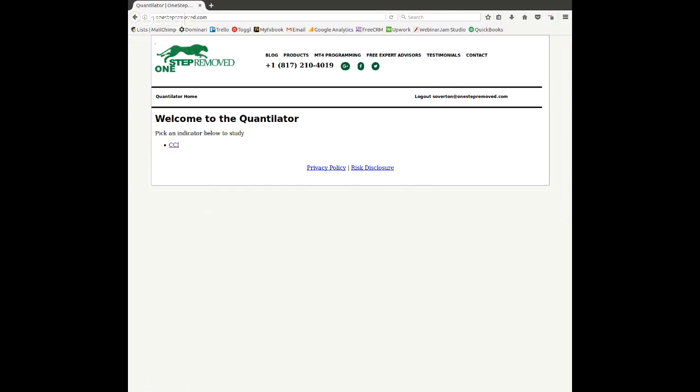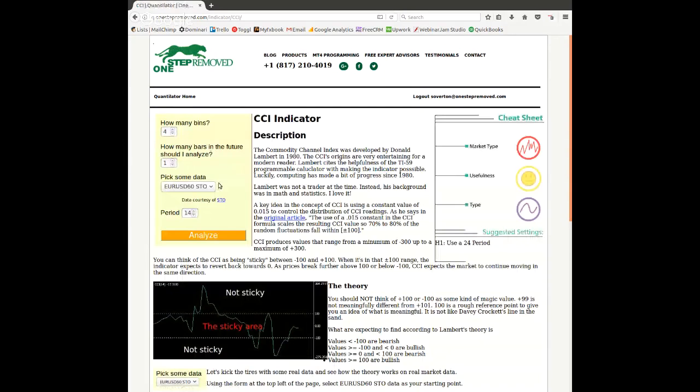Simon, can you tell me what you mean by back testing a range of parameter values? Because right now, when we look at the CCI, it's just showing us all the parameters.